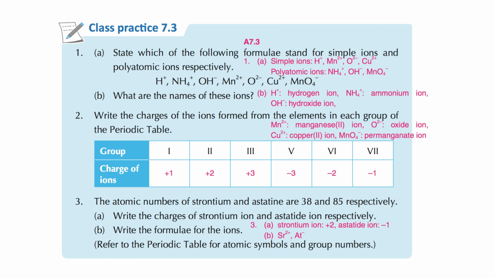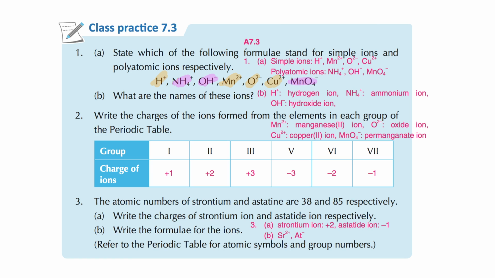A simple ion means only one atom, whereas a polyatomic ion has more than one atom, which means two capital letters. Okay, and then what are the names of these ions?